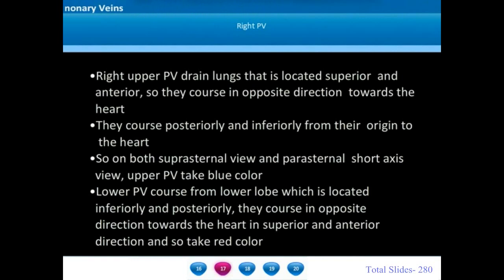When we look at the lower pulmonary vein, it drains the lower lobe, which is located inferior and posterior to the major fissure, and so the course of the pulmonary vein is in the opposite direction. The blood flows anteriorly and superiorly, and hence it takes a red color on the echocardiogram in both the parasternal short axis view and the suprasternal view.